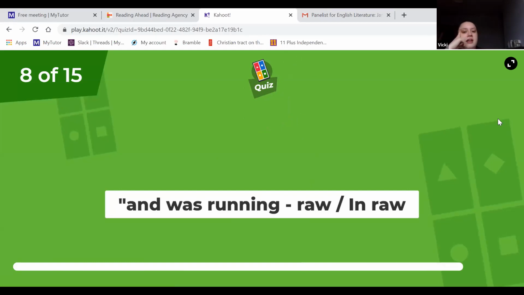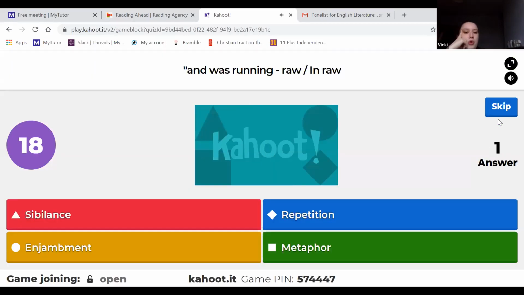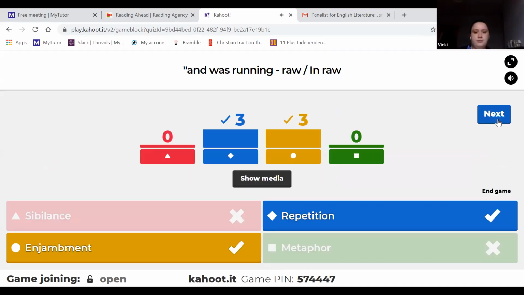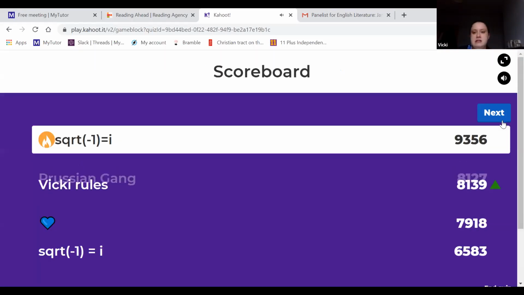And was running raw. I haven't put which poem that is. I think it's Bayonet Charge by Ted Hughes. Fabulous. Yeah, so it runs over onto the next line.